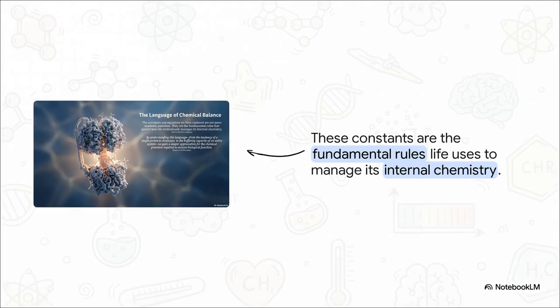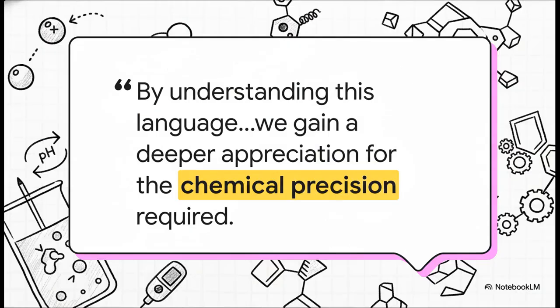And what's just so incredible is that this isn't some academic exercise. These constants, these equations, they are literally the operating system of life. They're the fundamental rules that life meticulously uses every single second of every single day to manage its internal chemistry and maintain that perfect functional balance. You know, when we really understand this language, from a single proton's tendency to leave all the way up to the buffering power of an entire system, we can't help but gain this deeper appreciation for the insane level of chemical precision that is required just to be alive.